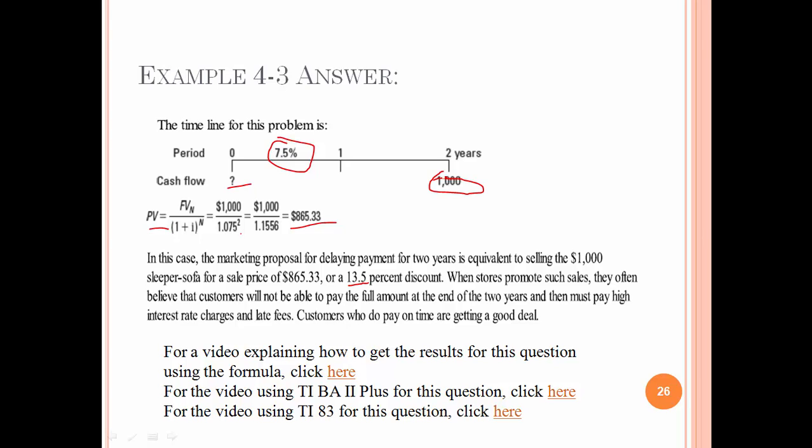So how do you make sure you come up with $1,000 in 2 years? You can actually invest, or say put aside, $865.33 today or now. If you can make a return of 7.5% interest rate, or say rate of return, then in 2 years this $865.33 will become $1,000 based on the 7.5% interest rate or rate of return. So it is like you are paying $865 today.